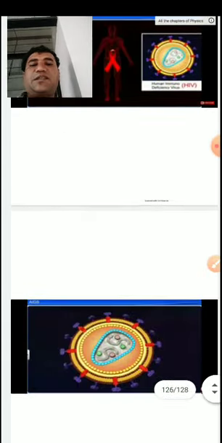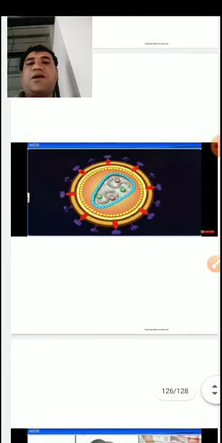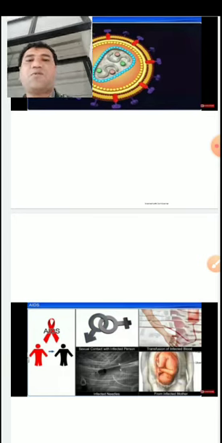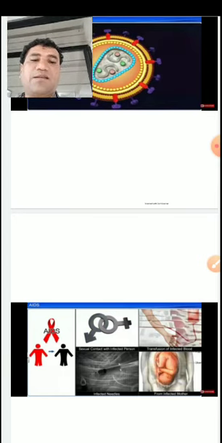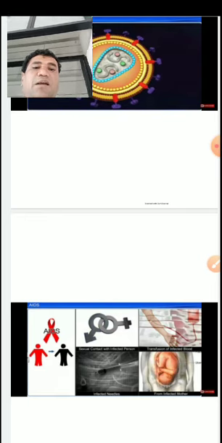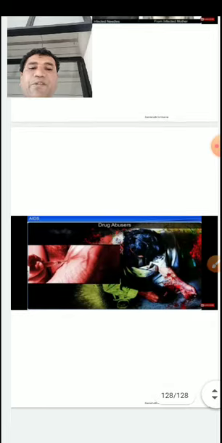Coming to AIDS, it is caused by a member of the Retroviridae family. It is transmitted through multiple partners, blood transfusion, used needles, and from mother to the baby.